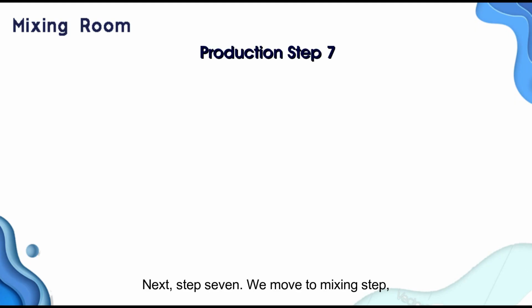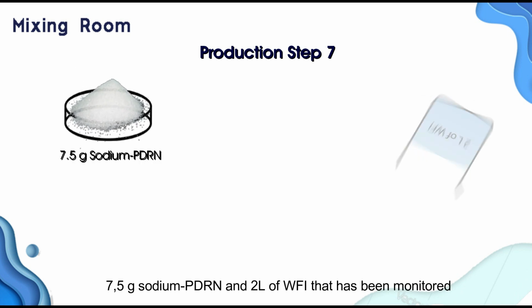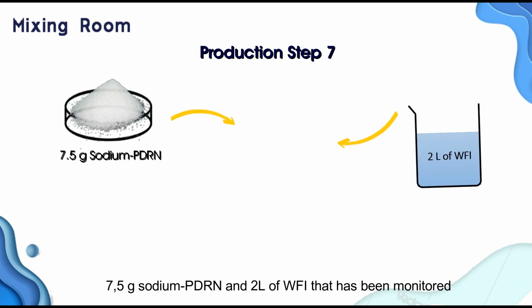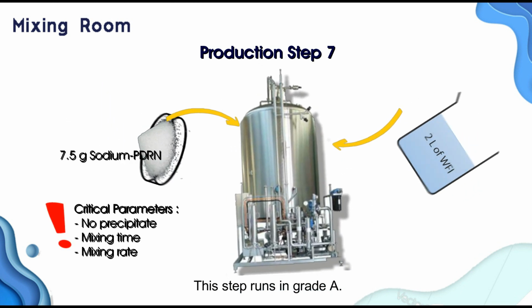Step 7. We move to the mixing step. 7.5 grams of sodium PDRN and 2 liters of water for injection that has been monitored are mixed together until homogeneous using the mixing machine. This step runs in Grade A.